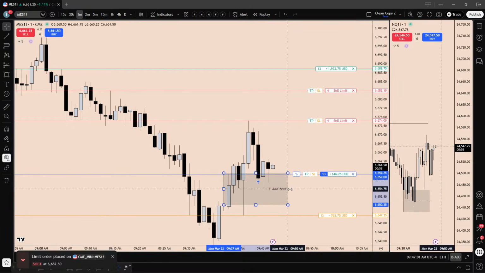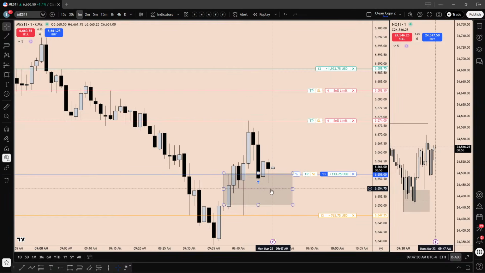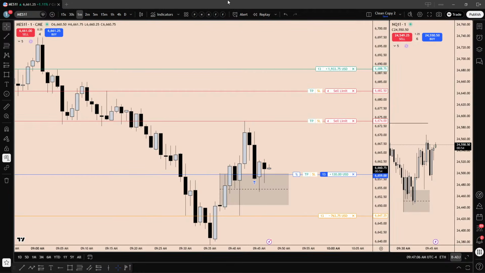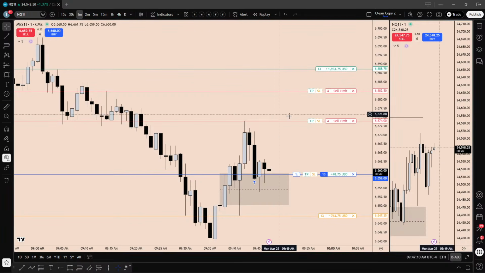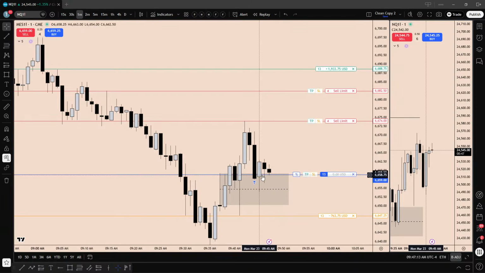So far, we're holding that wick nicely. Missed the swing low just by a candle. Unfortunate. That's okay, though. ES and NQ a little bit more bullish, so we want to see if ES can catch up to that. If ES and NQ falls here, it's going to be a bad sign for ES, especially with it being the weaker of the two currently.